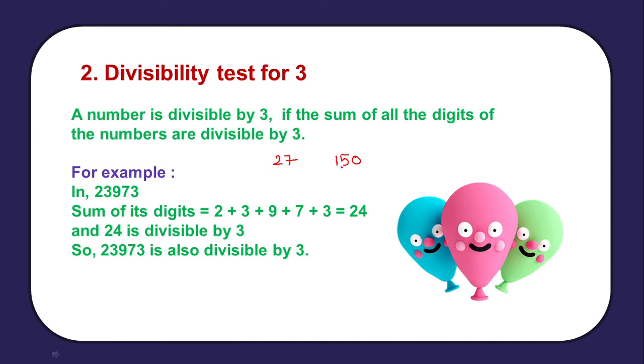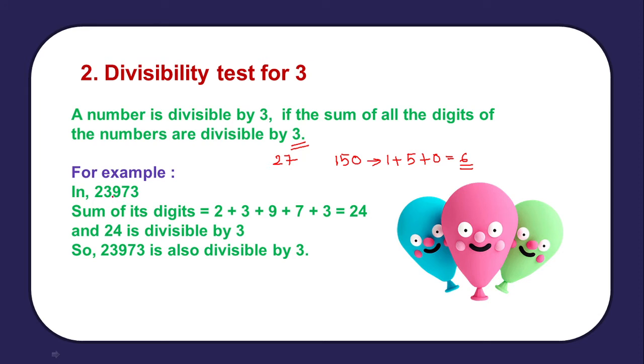I will be taking it as 150. So what you have to do? You have to go on adding the digits. What are the digits here? 1 plus 5 plus 0. What we will get? 1 plus 5 is 6, and 6 plus 0 will be 6. And 6 comes in the table of 3. So simply you can say that 150 is divisible by 3. Then one more example we have taken.